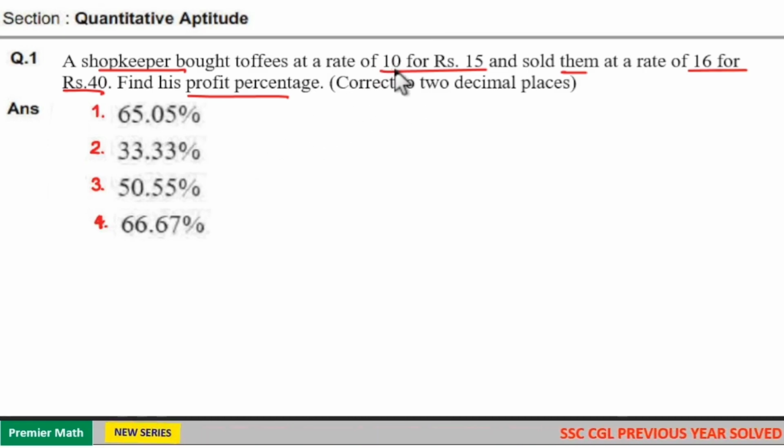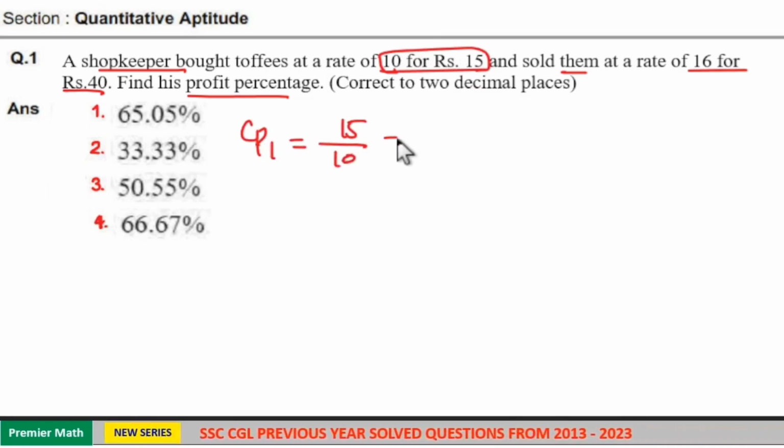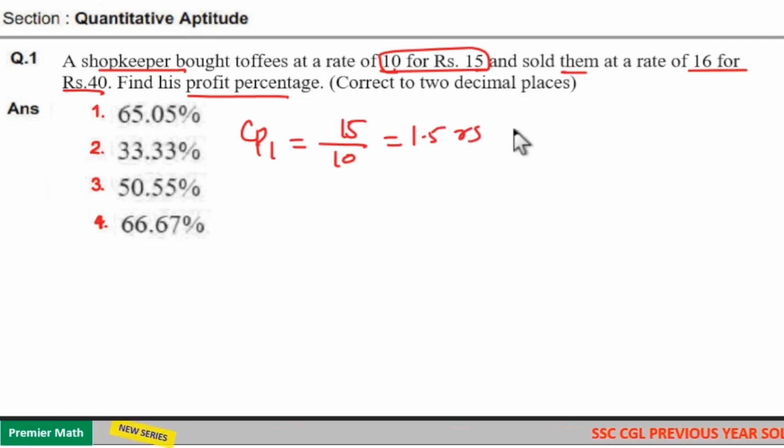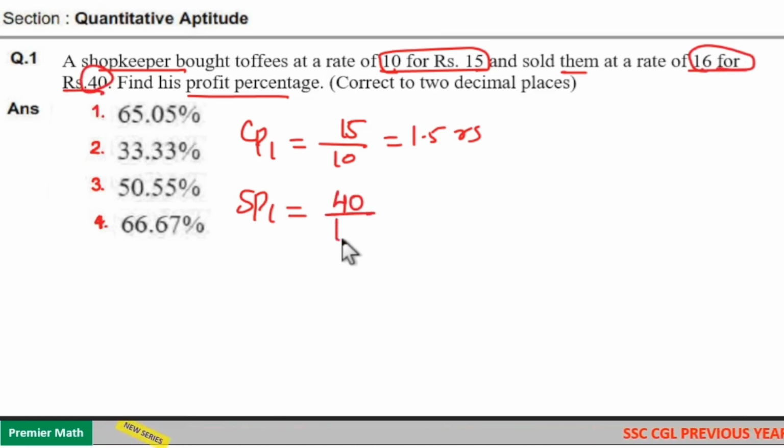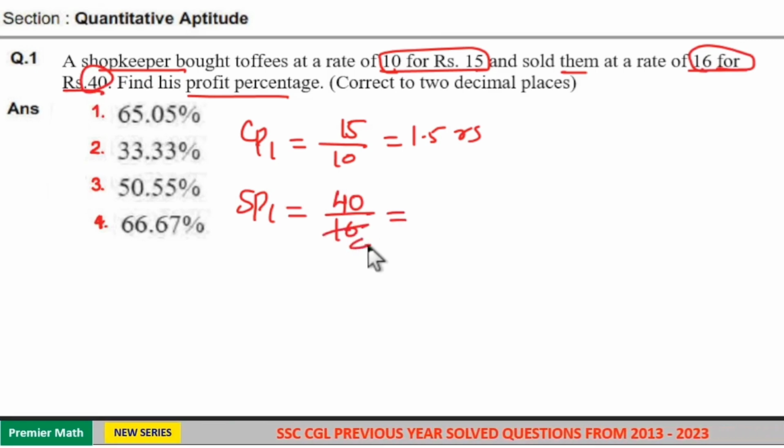Here he bought 10 toffees at rupees 15, which means the cost price of one toffee is equal to 15 by 10, that is 1.5 rupees. Now the sell price of one toffee: he sold 16 toffees for rupees 40, so the sell price of one toffee is equal to 40 by 16, which is 10 by 4, equal to 2.5 rupees.